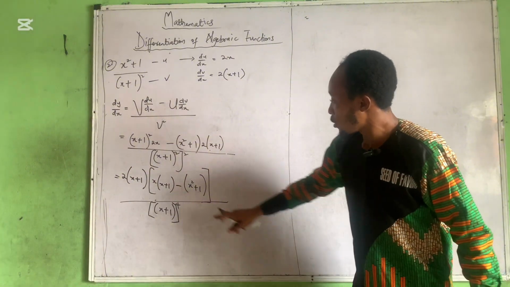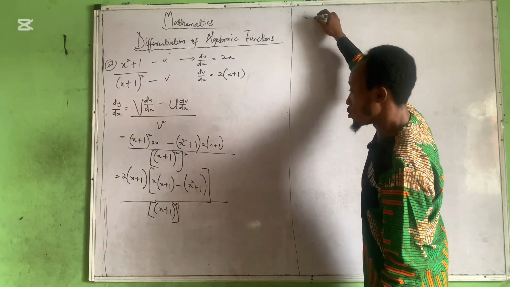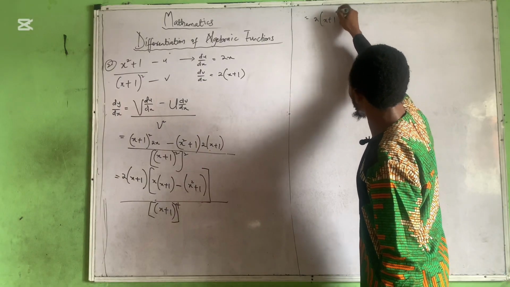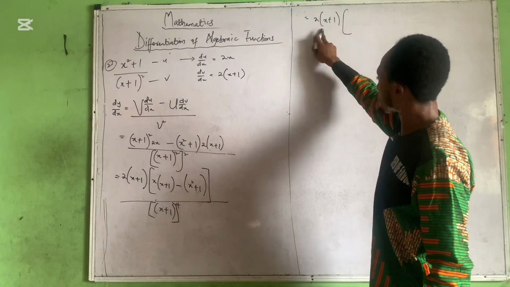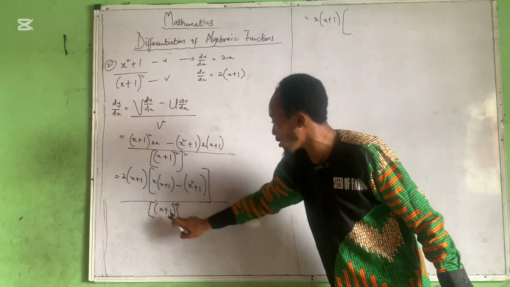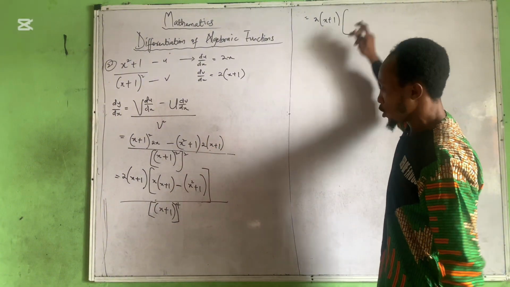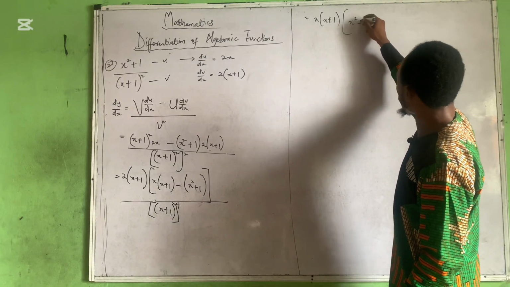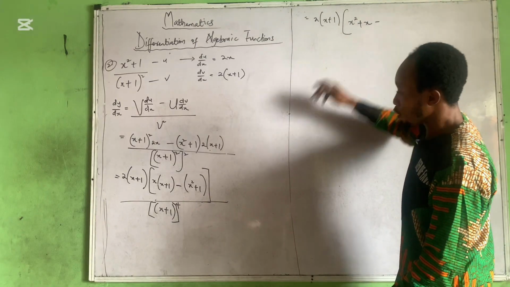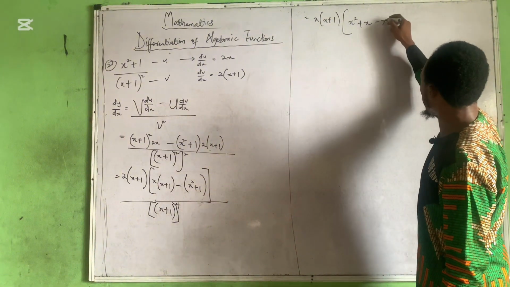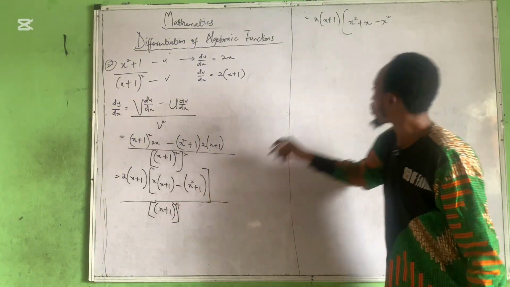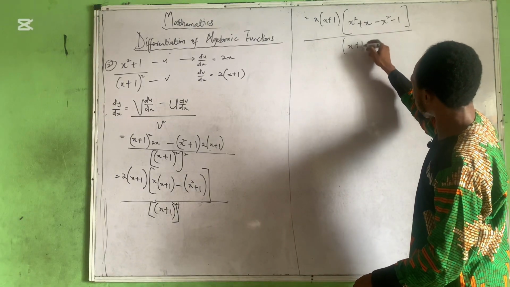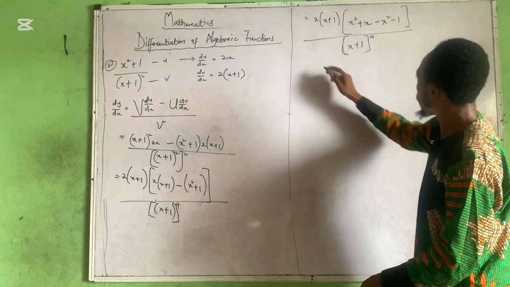So we can now open up this. We have 2 open bracket x plus 1. We don't need to open this one first, because there's a tendency that we can divide it later, so we don't need to open it up. So we have, let's open the one inside bracket, x squared plus x, then minus x squared minus 1 over x plus 1 all raised power 4.